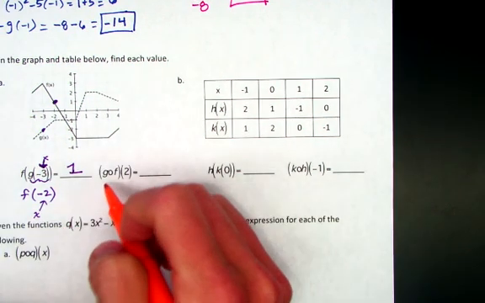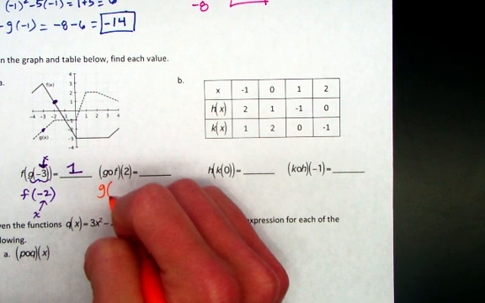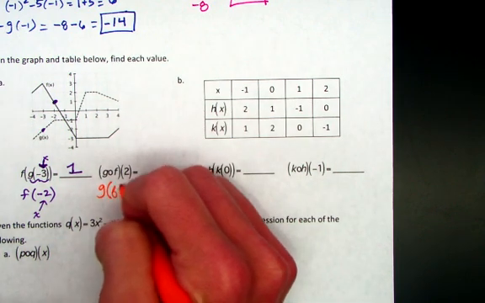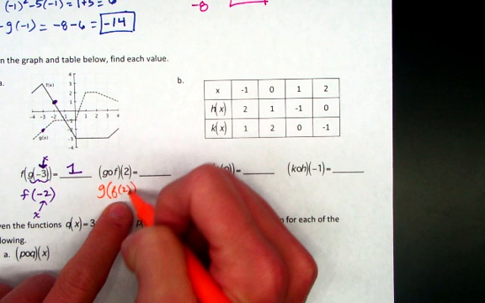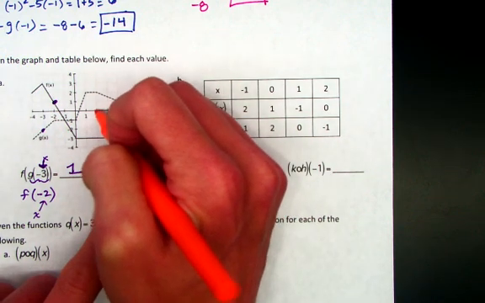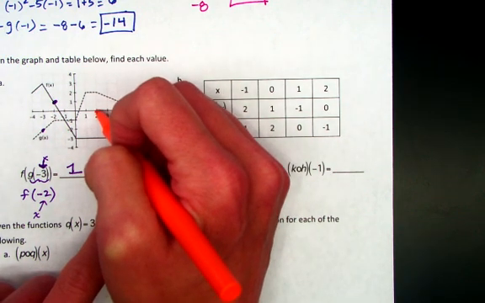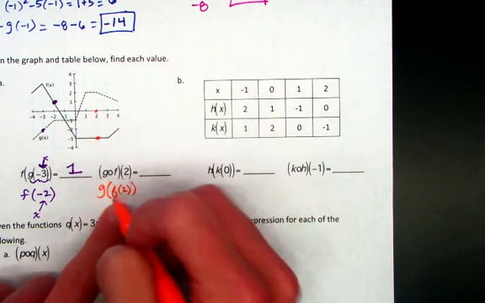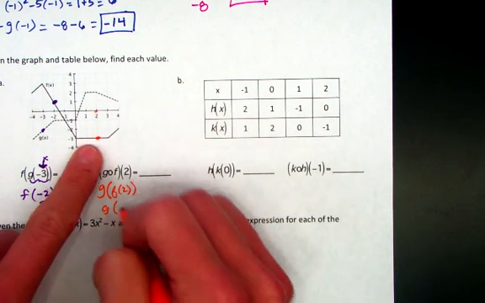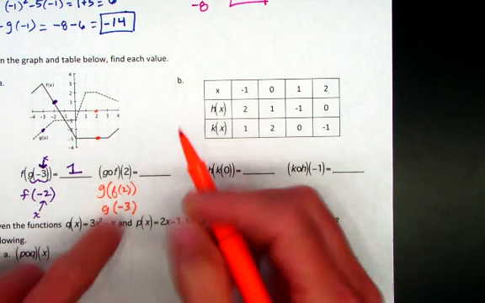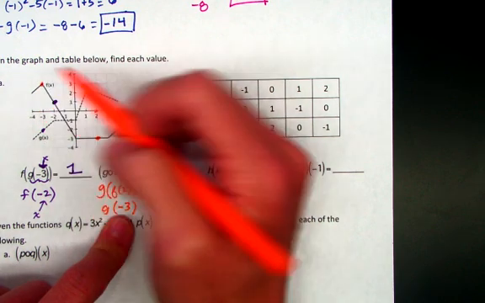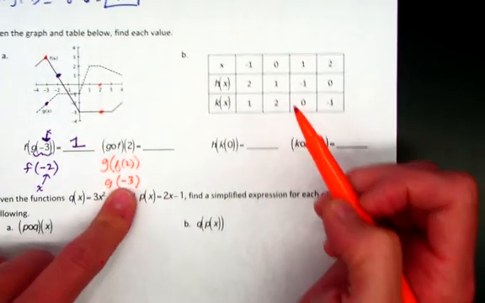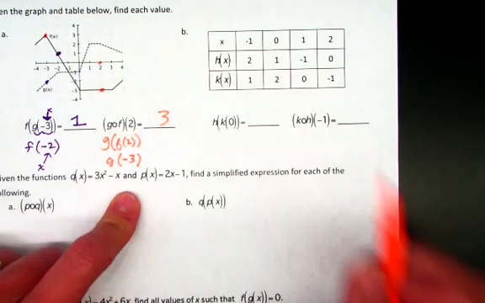g of f of -2 means g of f of positive 2, sorry, not negative. So positive 2 is my x, so I come up here, I find positive 2. Now I'm wanting to go to f, that's my solid function, so that is really g of -3. So f of 2 is -3. I come over here to -3, and that's a positive 3 on my g function. So that's positive 3.